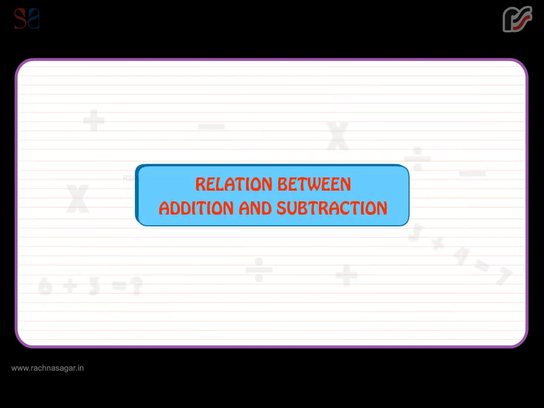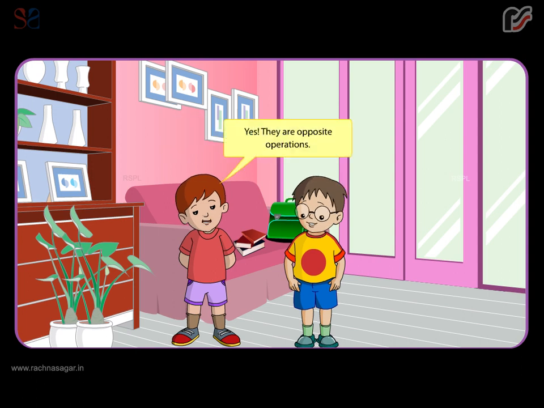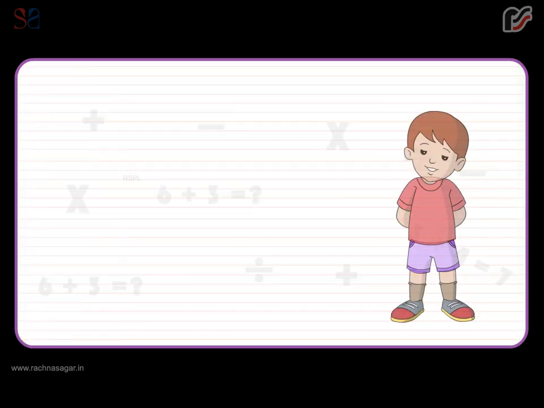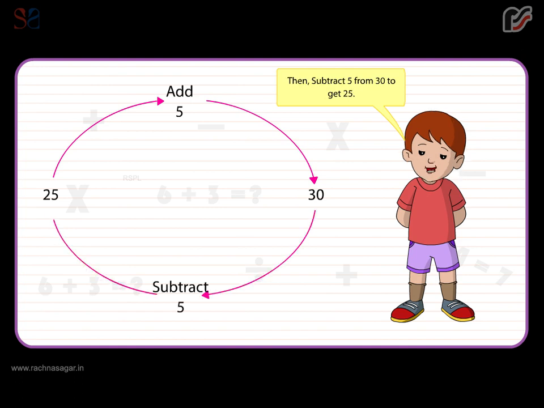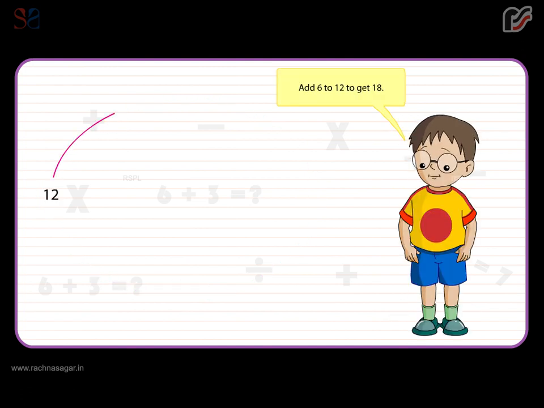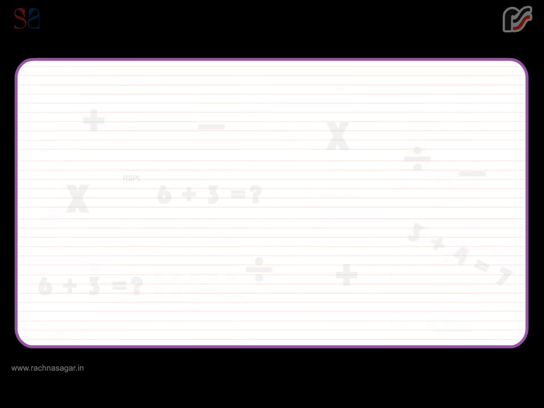Relation between addition and subtraction. Do you know how addition and subtraction are related? Yes, they are opposite operations. For example, add 5 to 25 to get 30. Then subtract 5 from 30 to get 25. Add 6 to 12 to get 18. Subtract 6 from 18 to get 12.